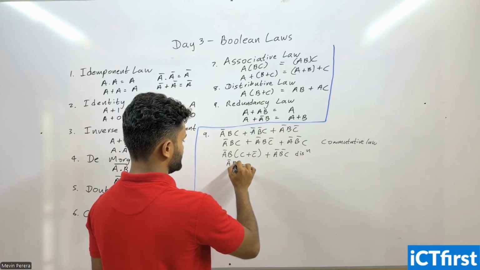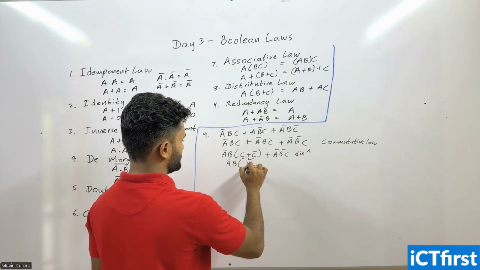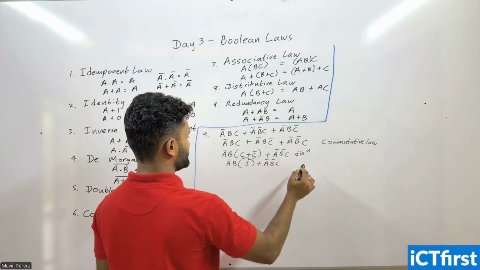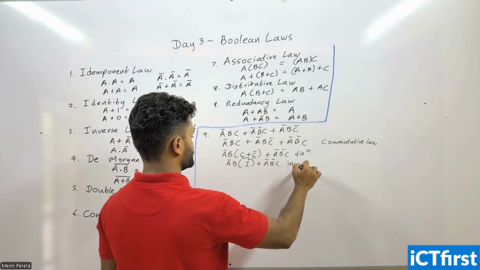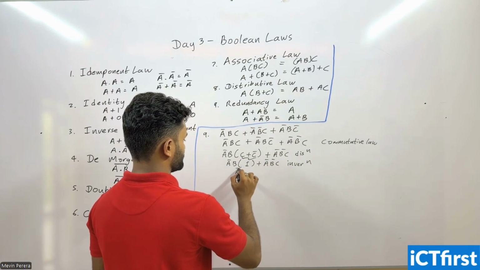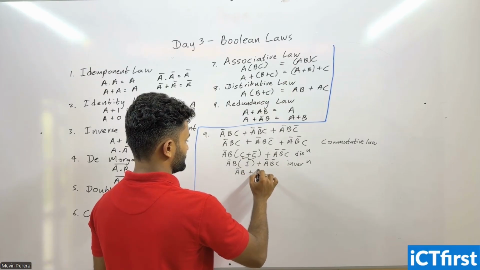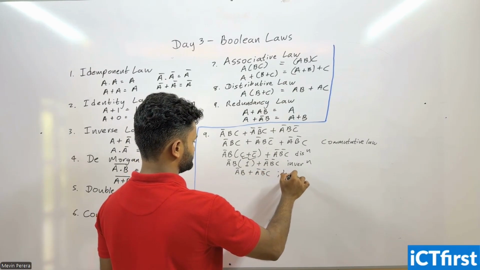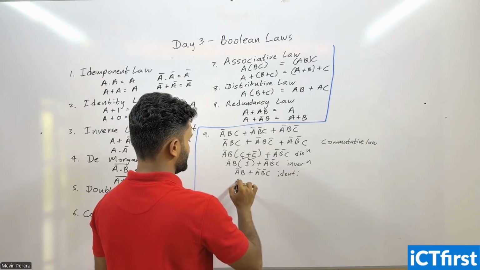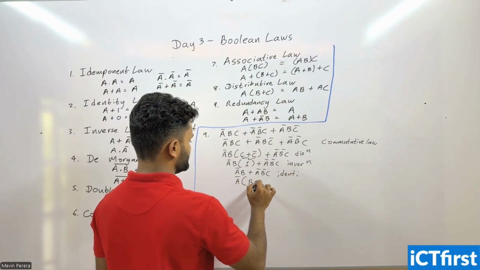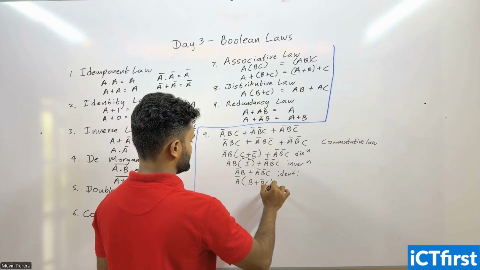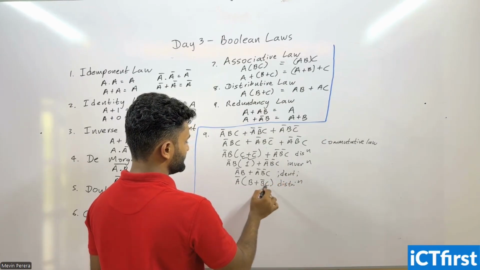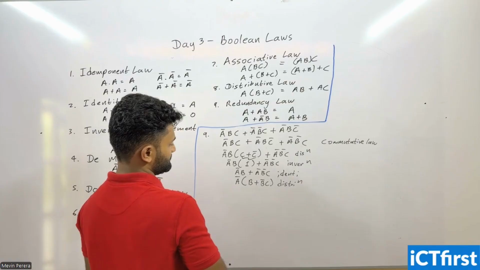Then a bar b is equal to 1 plus a bar b bar c. That is the inverse law. Then this is the identity law. Then a bar is common. So b plus b bar c. That is distributive. Then once again the same scenario, right?